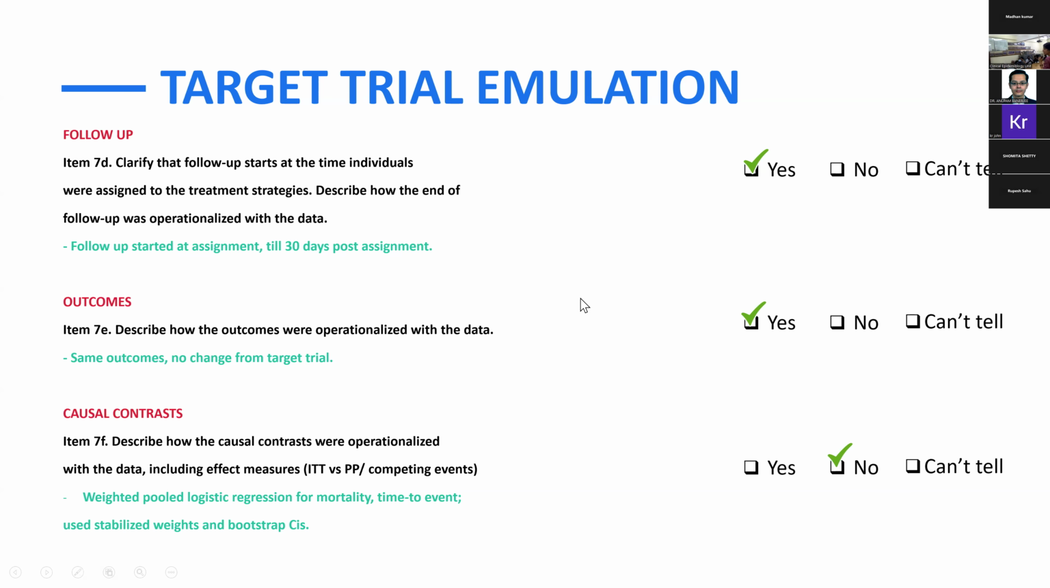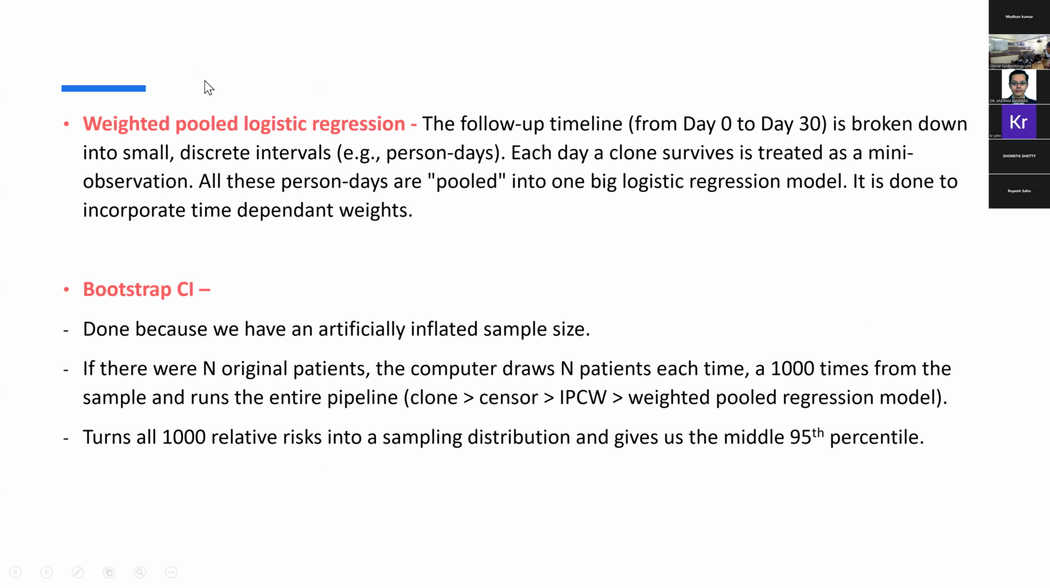Now causal contrasts. Describe how causal contrasts were operationalized with the data, including effect measures. So they did a weighted pooled logistic regression for mortality. Then they did a time-to-event analysis, and they used stabilized weights and bootstrap confidence intervals. I had to just understand what these things were in English.